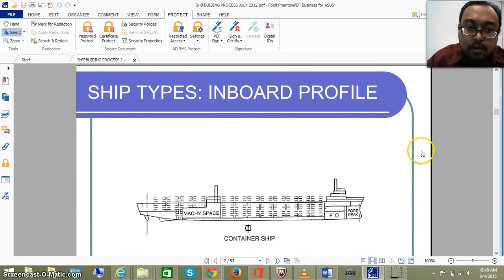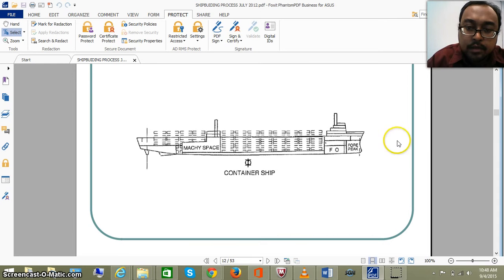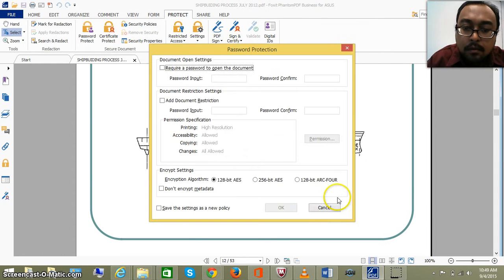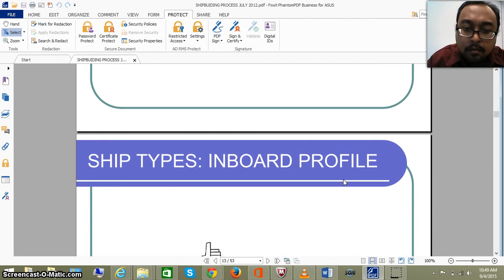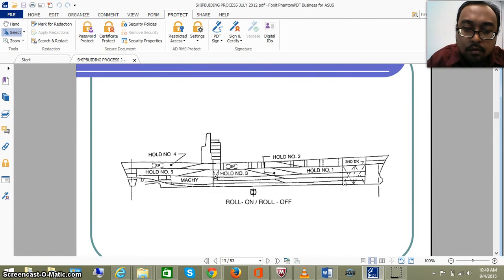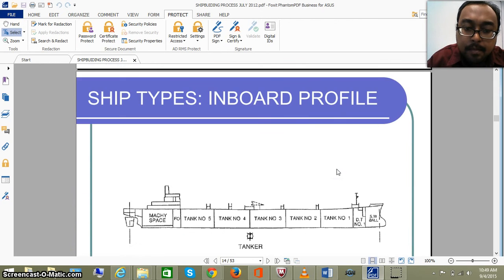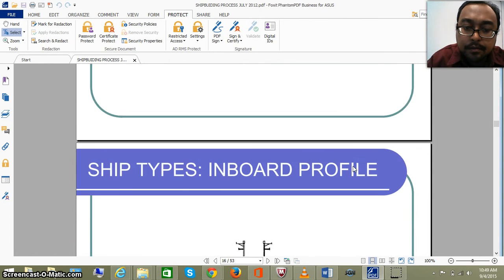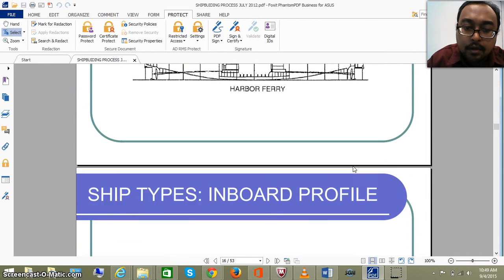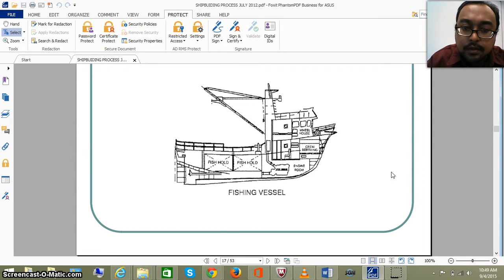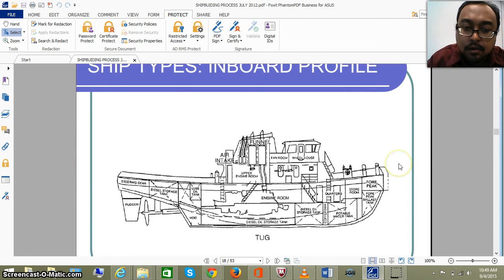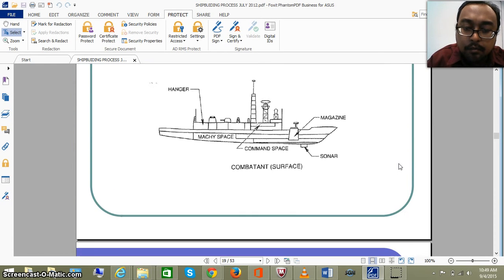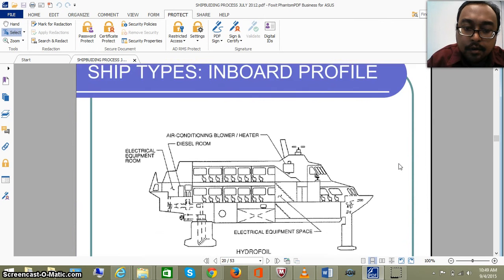Next we look at ship types. For example, the container ship. This is the basic design for container ships. We look at ro-ros, tankers, bulk carriers, harbor ferry, fishing vessels, tug, combatant or surface ships, hydrofoil.